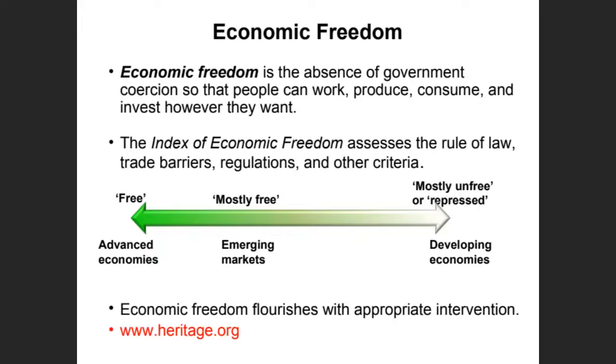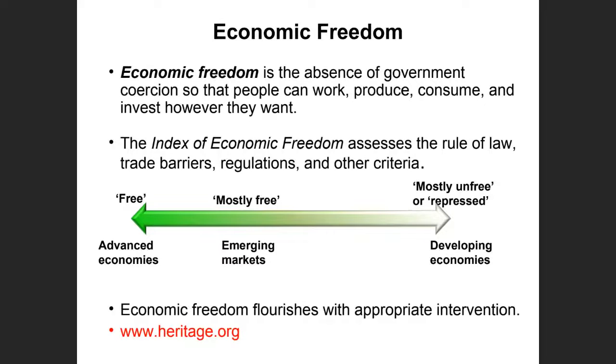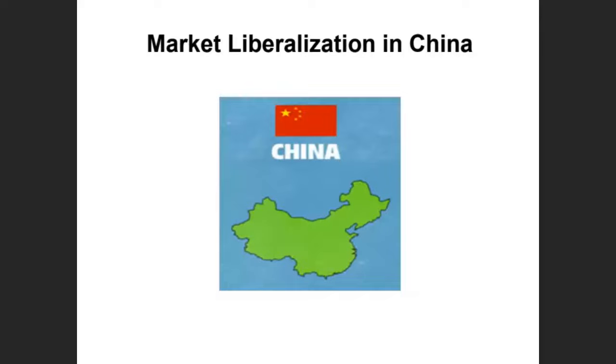So to illustrate the relationship between economic freedom and government intervention, or to illustrate how economic freedom flourishes with appropriate government intervention, let's use the market liberalization in China as an example. After establishing the Communist Party in 1949, China relied on centralized economic planning, and its agriculture and manufacturing were controlled by inefficient state-run industries. So the country remained closed to international trade or international business until the 1980s, when they began to liberalize its economy.